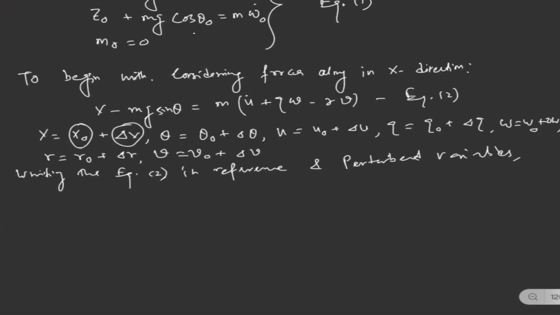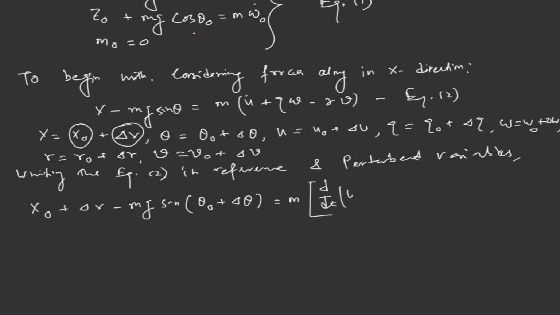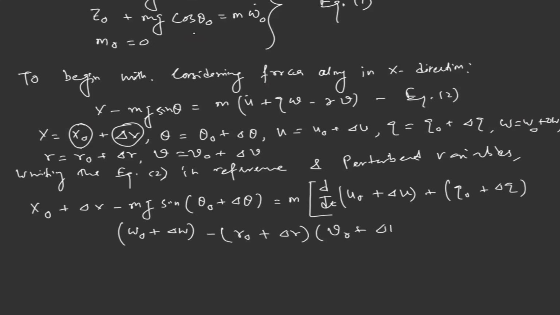we can write X naught plus del X minus mg sine of theta naught plus del theta equal to m into d/dt of u naught plus del u, plus q naught plus del q into w naught plus del w, minus r naught plus del r into v naught plus del v.